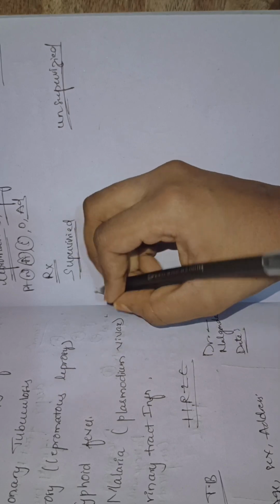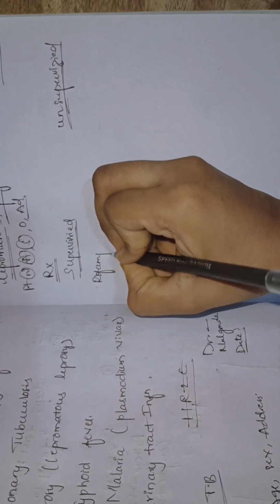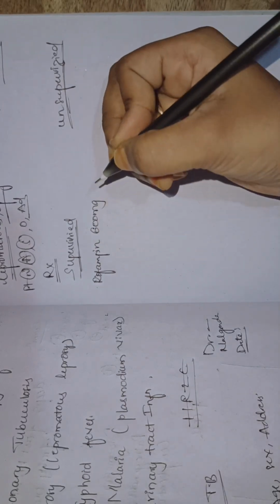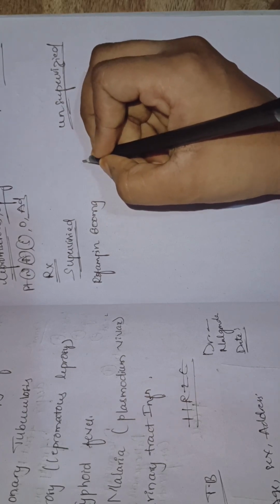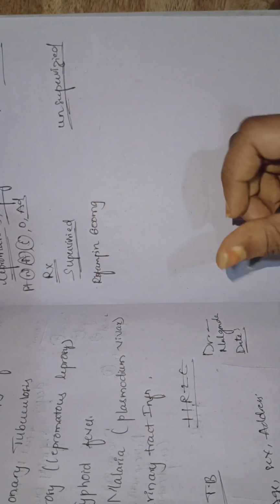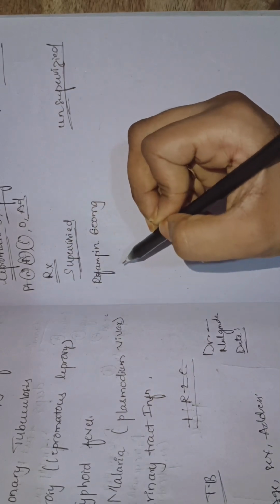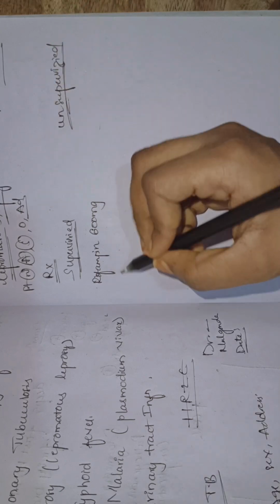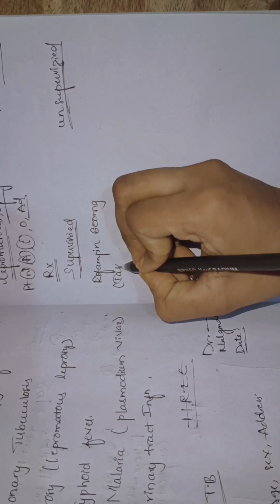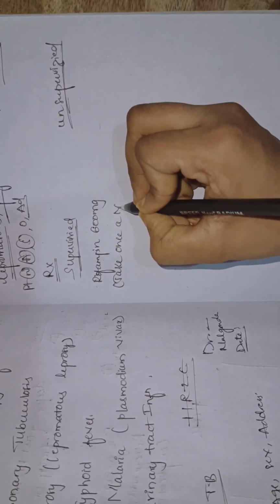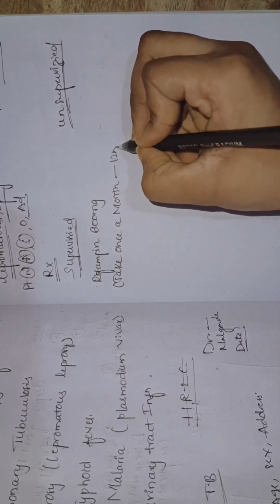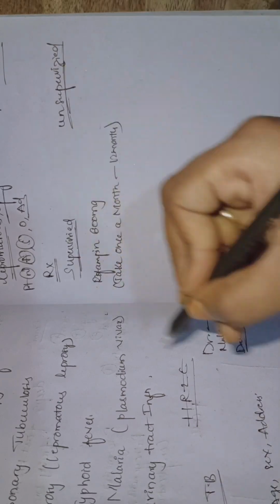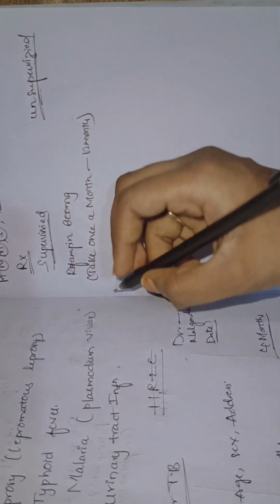This is rifampin. How many mg? 600 mg rifampin should be given. In supervised, the 2 drugs rifampin and clofazimine are given once a month. Rifampin 600 mg, taken once a month for 12 months under supervision. Next, clofazimine 300 mg, same, taken once a month.